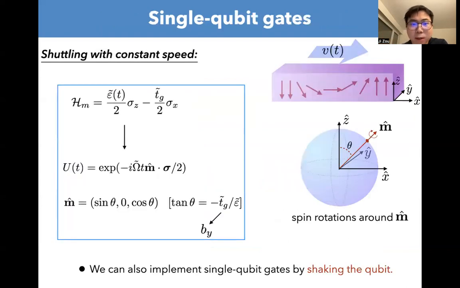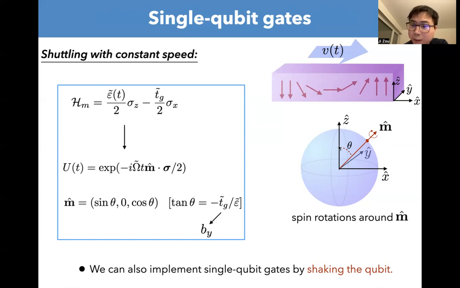Okay, so now let's talk about single qubit rotations. To realize these single qubit gates, there are several ways. One way is to just shuttle this domain wall with a constant speed. Because the Hamiltonian is in this form, when we shuttle it with a constant speed, we would naturally get a spin rotation around the m-axis. This m-axis stays within this xz plane.